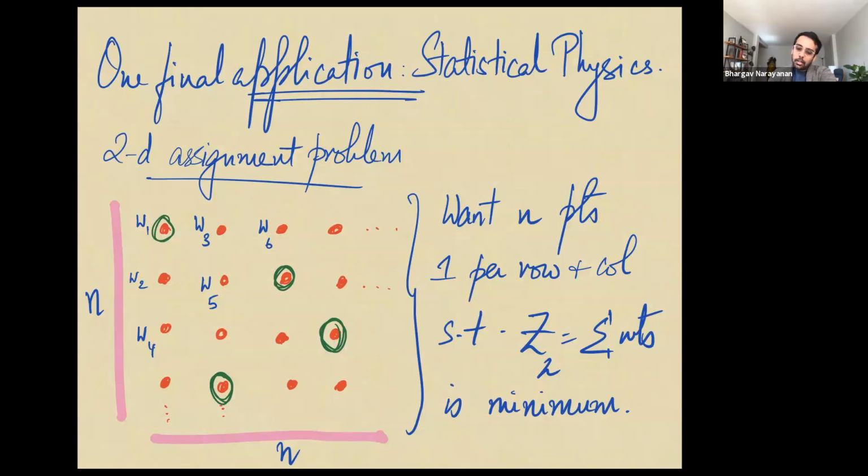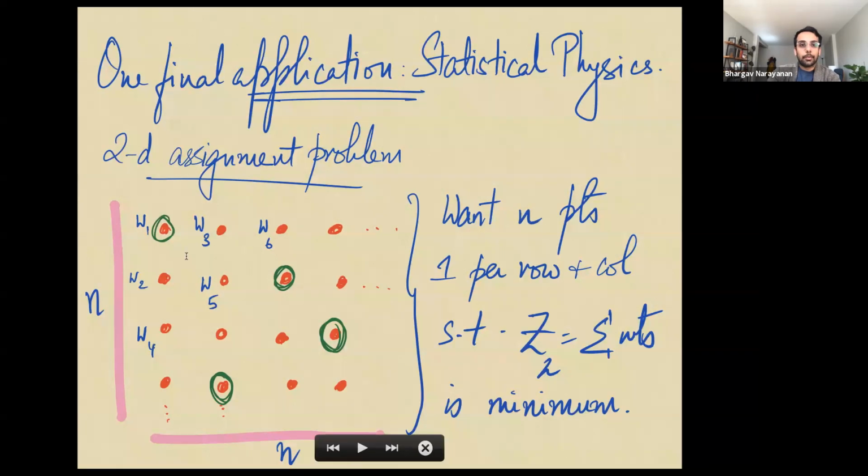Okay, I've got about 20 minutes, so I'll finish with a couple of things. I thought I'd also show you a different sort of application of the theorem, not just from probabilistic combinatorics, but from statistical physics. So here's what's called the two-dimensional assignment problem.